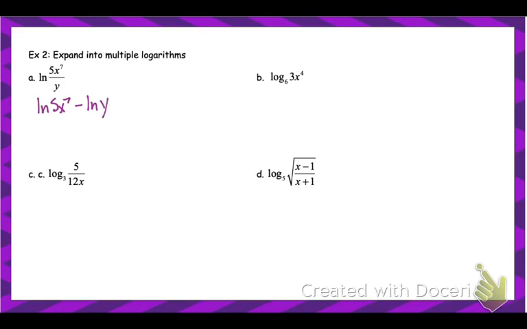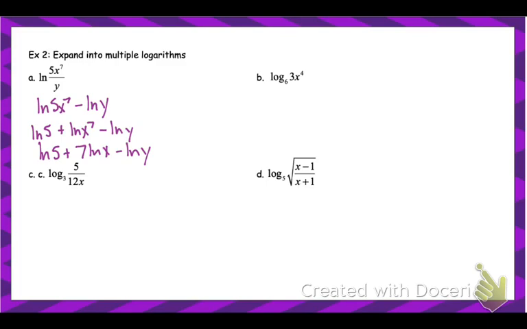Now we want the simplest argument possible. Here, that's not the simplest possible because this is 5 times x to the 7th. So I'm going to separate that multiplication into logs that are being added. Then I still have one last step. I can take that exponent and move it to the front. So I'm going to rewrite this as 7 ln x minus ln y. That gives me the simplest possible argument for each of these logs.